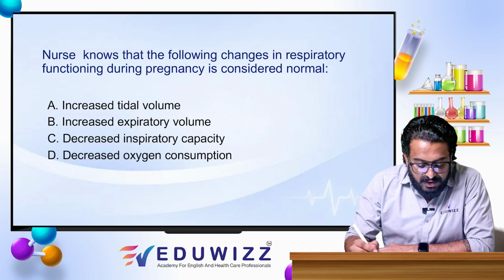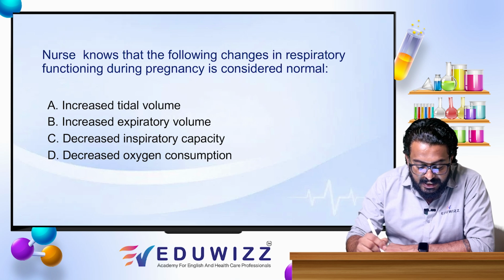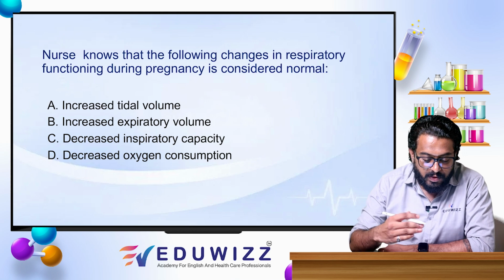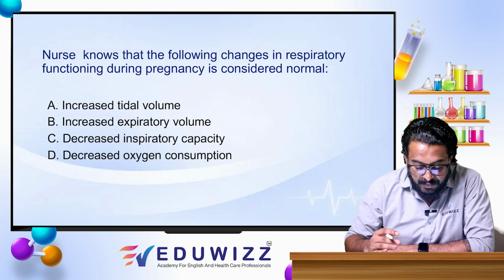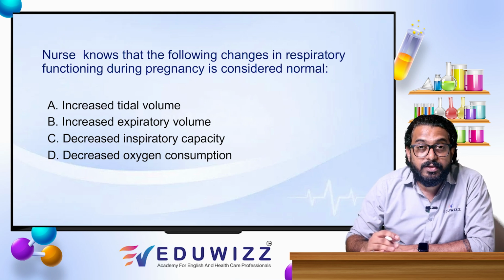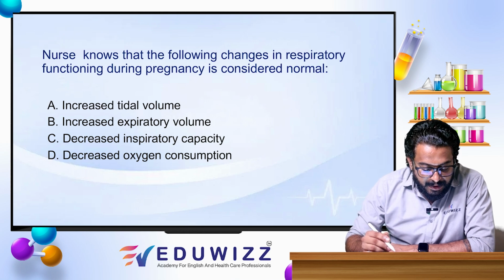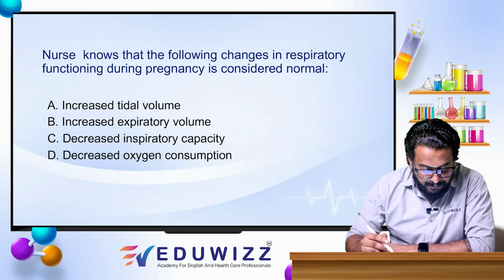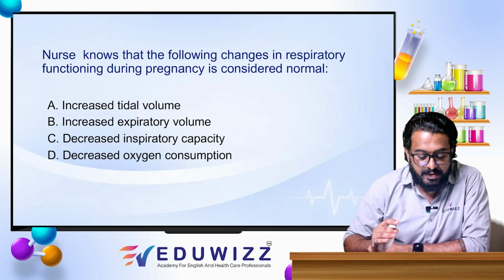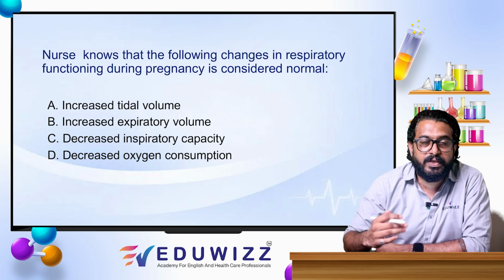Next question. Nurse knows that the following changes in respiratory functioning during pregnancy is considered normal. So out of the four options, which one is the correct functioning during pregnancy? All the options are related to respiratory functioning. Let's see the options. A. Increased tidal volume. B. Increased expiratory volume. C. Decreased inspiratory capacity. D. Decreased oxygen consumption.